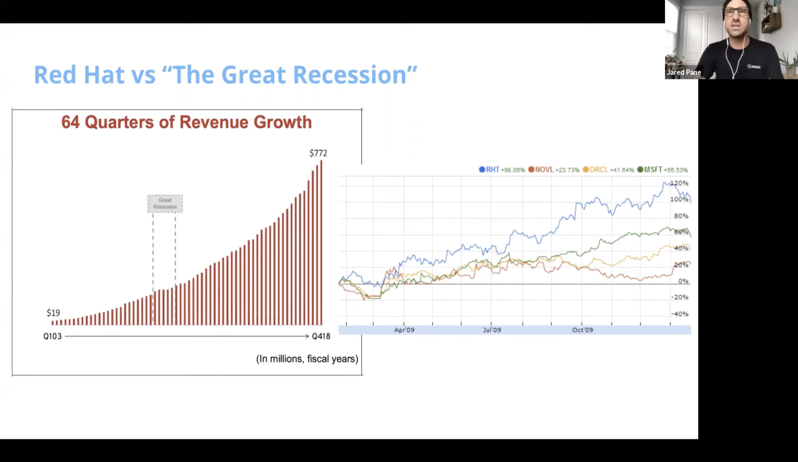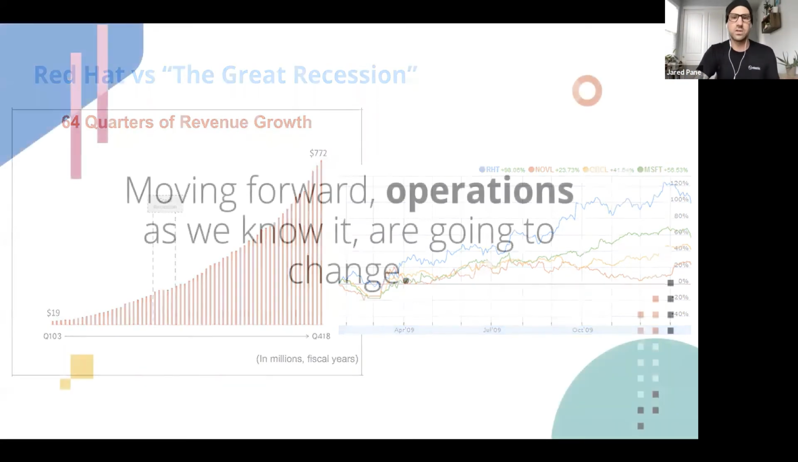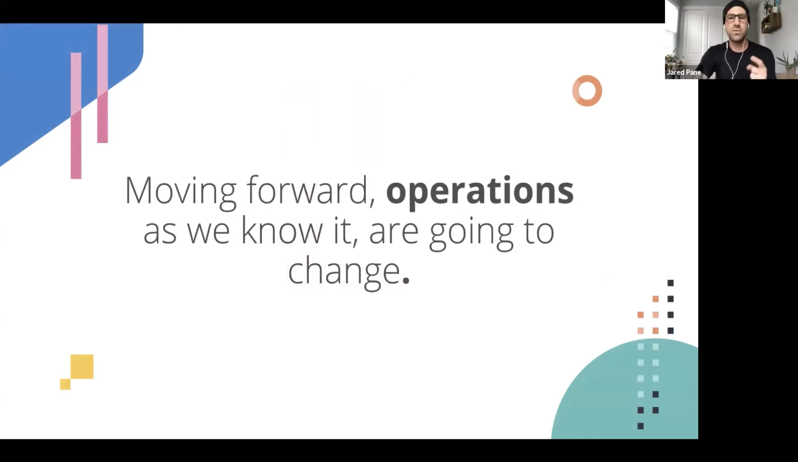So let's talk about Red Hat. I know I said that I was there earlier, but Red Hat versus the Great Recession. What happened was in 2000, I think it was 2004, 2006, their increase of value was only 14%. But once the recession hit, it jumped from 50 to 60 to 70% year over year growth. And that shows you how many people and how many agencies in the SLED area moved from proprietary software into something that was open source, right? So remember this slide. Moving forward, operations as we know it are going to change, right?